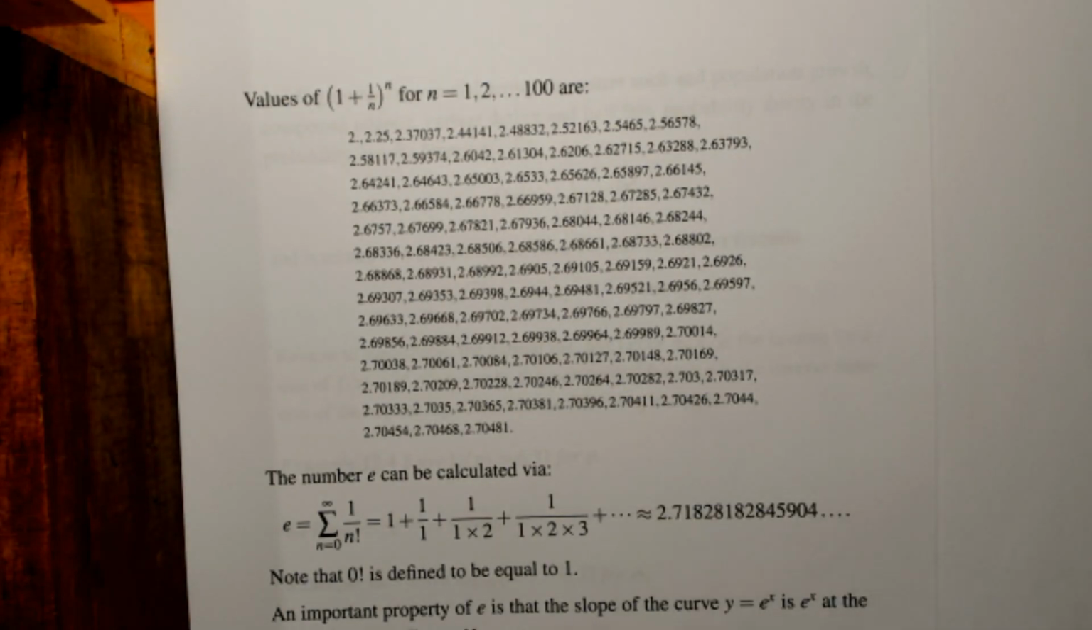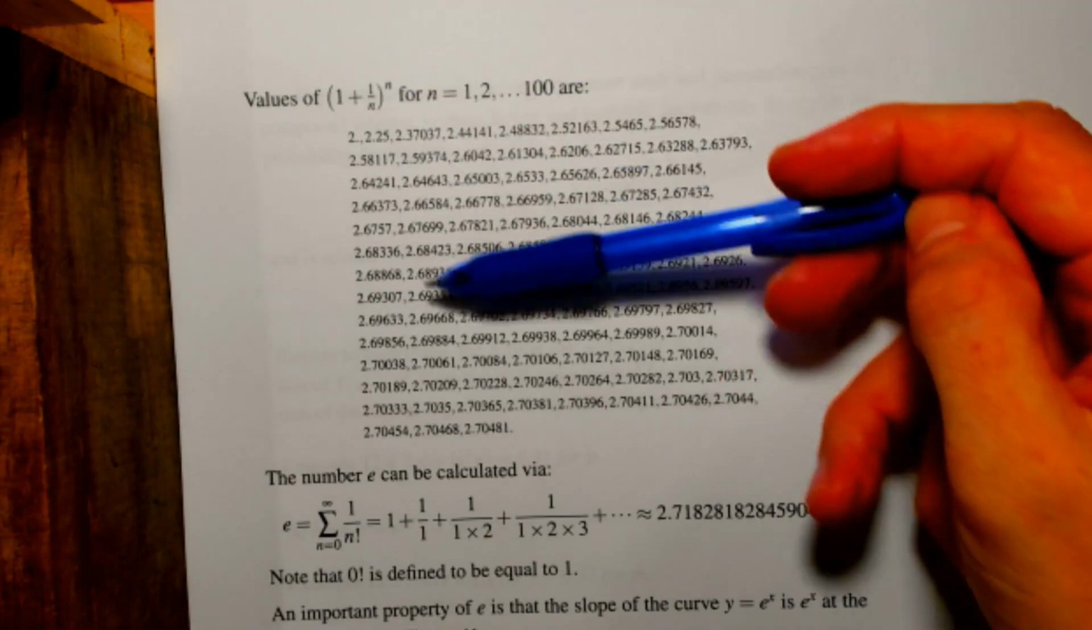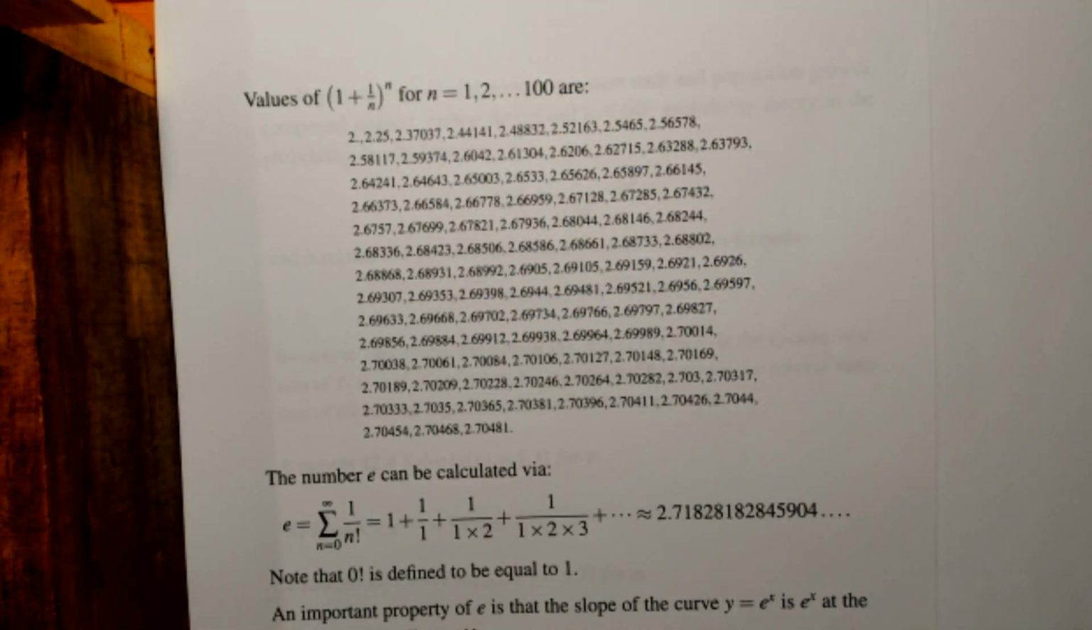All right, now there are other ways to calculate e. For example, this way to calculate e, I believe, is a bit better than calculating e in this way, right? Because I think this is slow to converge, whereas I believe that this is faster to converge. Now note that 0 factorial is defined to be equal to 1, just as 0 to the power of 0 is defined to be 1.